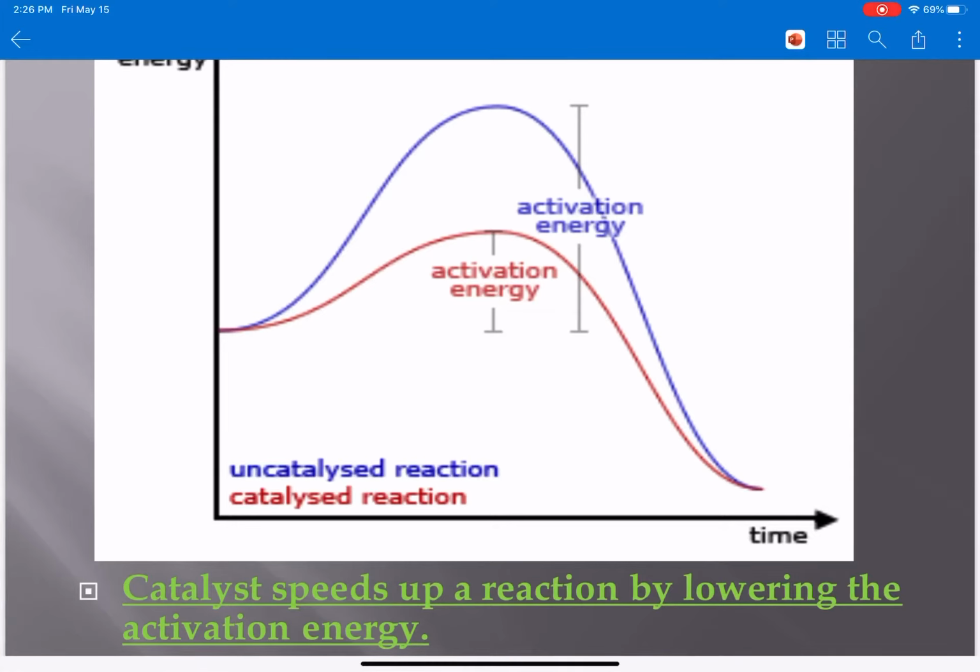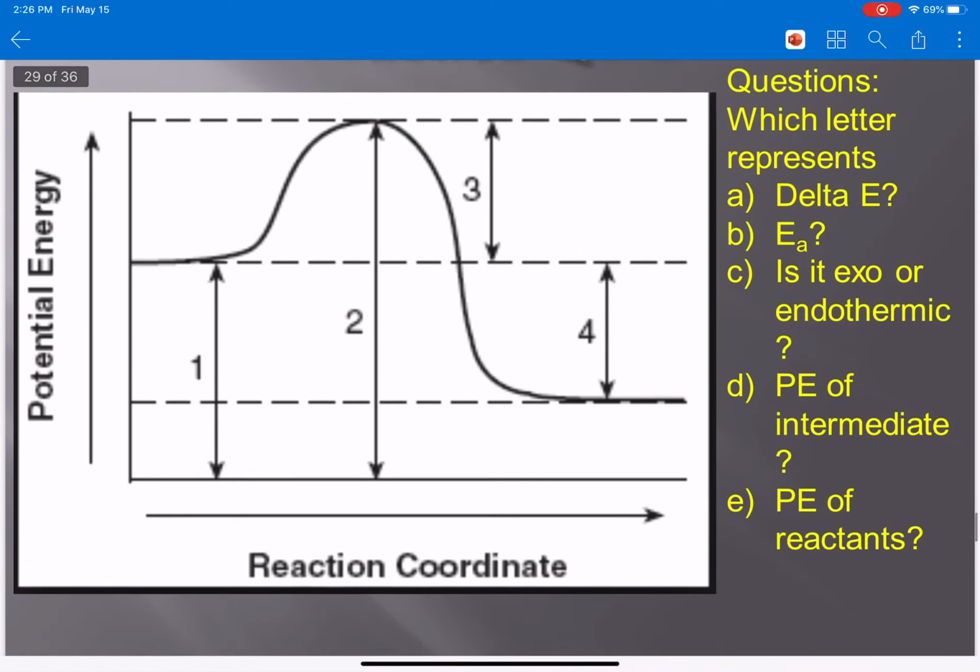But basically, the way they do that is by lowering the hill that has to be climbed in order for a reaction to occur, or the activation energy. Catalysts always speed up a reaction's rate by lowering the activation energy. And that is about it.